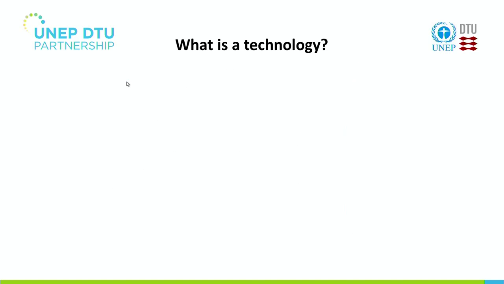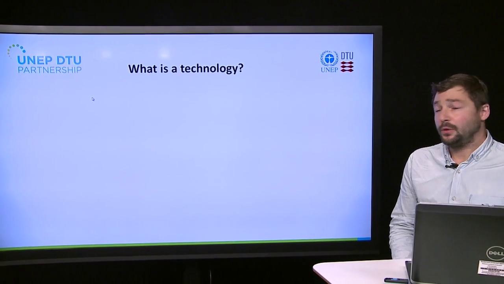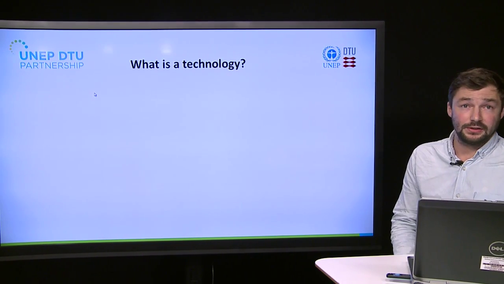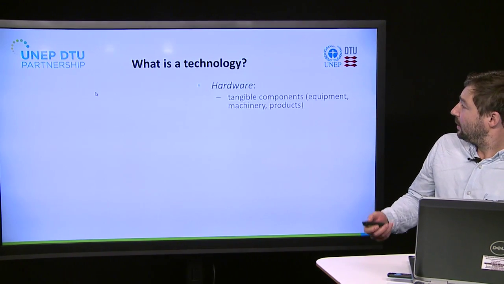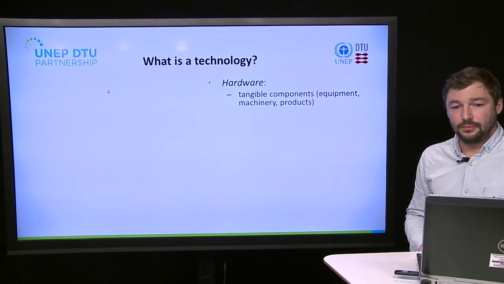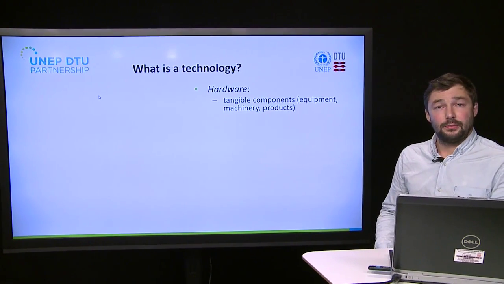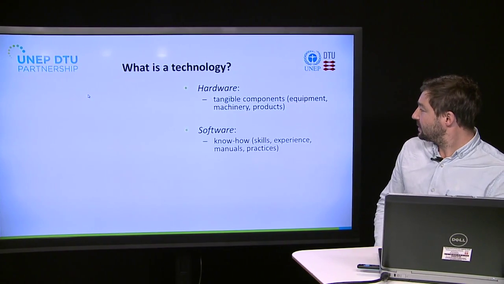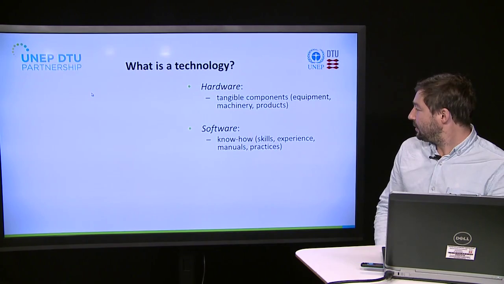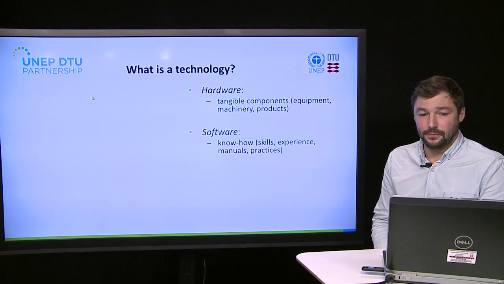So turning now to the important question of what we mean by the concept of a technology. We understand a technology as comprising three different interrelated dimensions. The first dimension is what we call hardware, and this involves the tangible elements, you could say, of a technology: the equipment, the machinery, the products. The second dimension is what we call the software, and this involves the know-how, the skills, the manuals, the practices, the experience involved in a given technology.